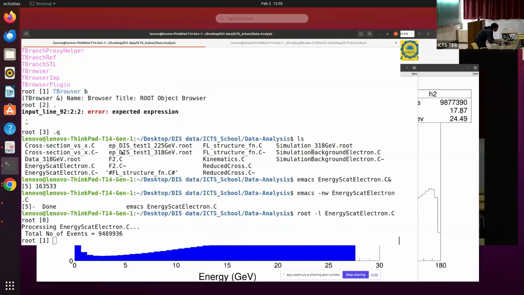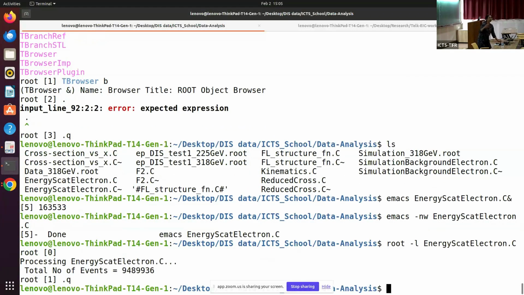Are any of you getting this spectra or not? One of you just tell yes or no, okay?